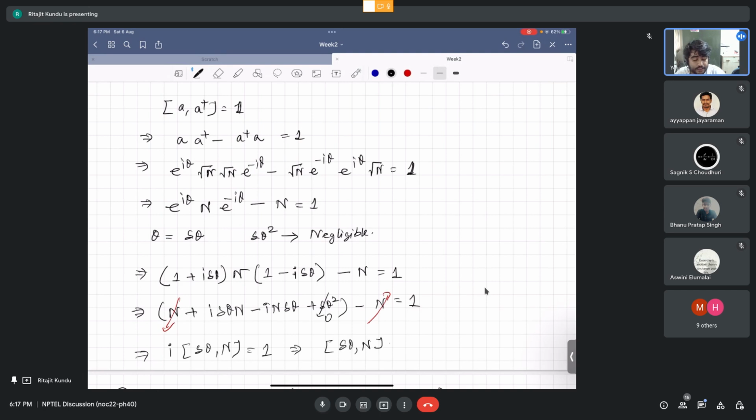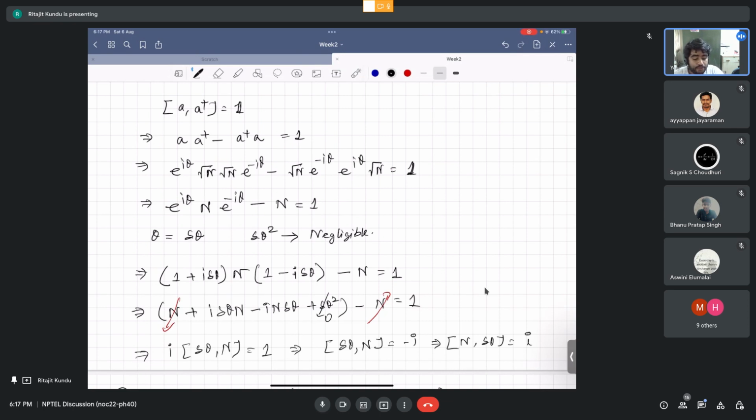The commutator of delta theta and n is equal to minus i, so I have taken the i onto the other side. We can just flip the commutator to get an additional minus. So the commutator of n and delta theta is equal to identity.